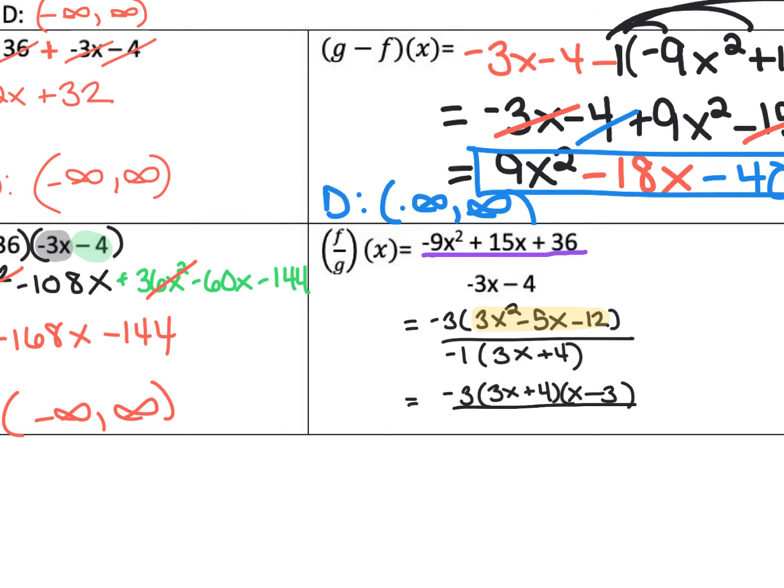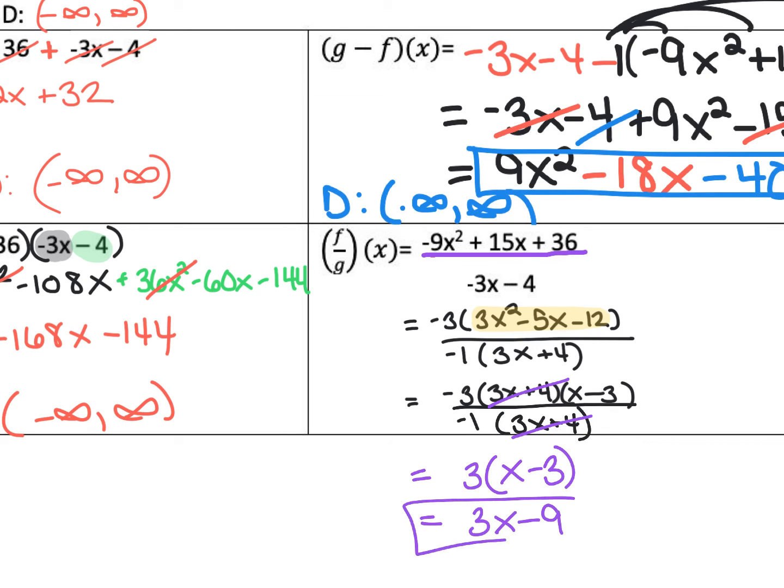Just recopy the bottom. This is negative 1 times 3x plus 4. Now, check it out. What cancels? Only factors that are identical. This is identical and this is identical. And I can do negative 3 divided by negative 1. We'll at least switch to positive 3. So this gives me 3 times x minus 3 on the top. You will often see this multiplied back out to be 3x minus 9 for a final answer, because technically when things are simplified, they've got no like terms and no parentheses remaining.